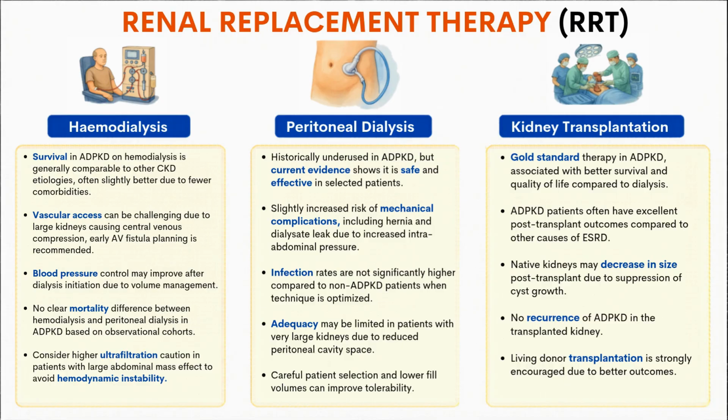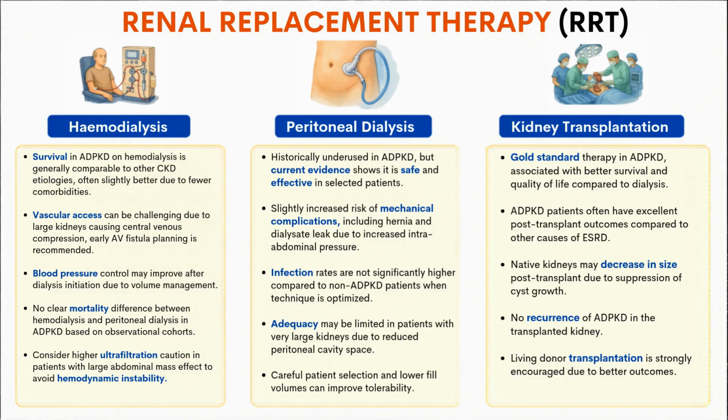Finally, kidney transplantation remains the gold standard therapy in ADPKD. It's associated with superior survival and much better quality of life compared to any modality of dialysis. In fact, ADPKD patients often do very well post-transplant, sometimes even better than other end-stage kidney disease populations. An interesting observation is that native kidneys may decrease in size after transplantation, likely due to suppression of cyst growth. Importantly, there is no recurrence of ADPKD in the transplanted kidney.